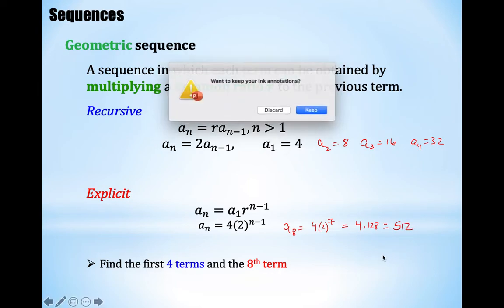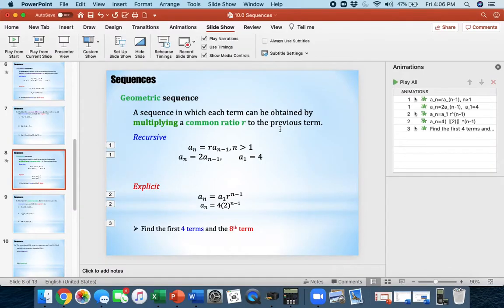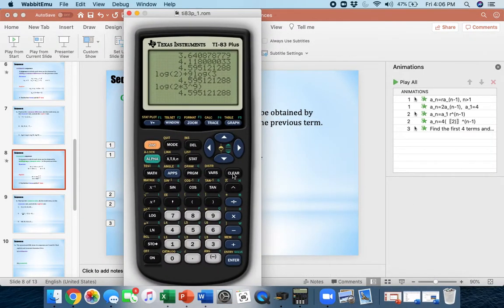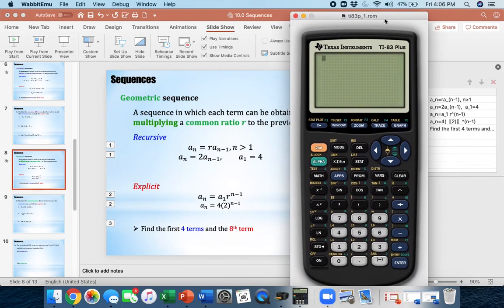Now, the same thing will hold with your calculator here. You can say, oh, my first term was what? I forget already. My first term was 4, multiplied by 2, and I get 8, times 2, and I get 16, and then I can just keep hitting enter and get all the terms that I like. Okay.